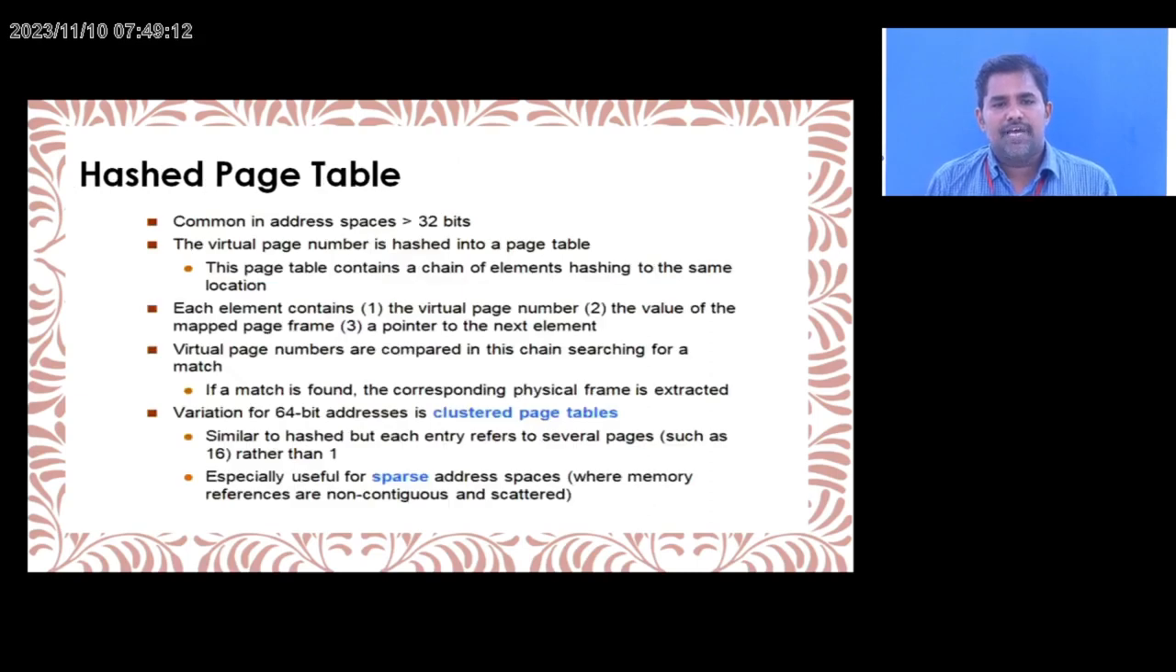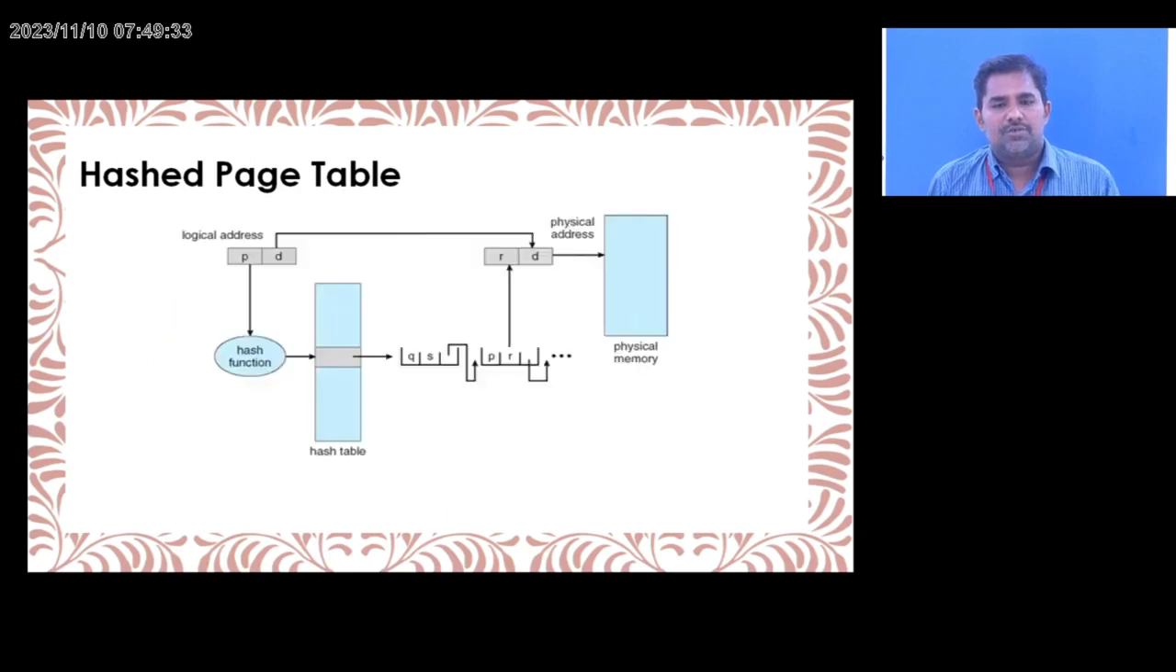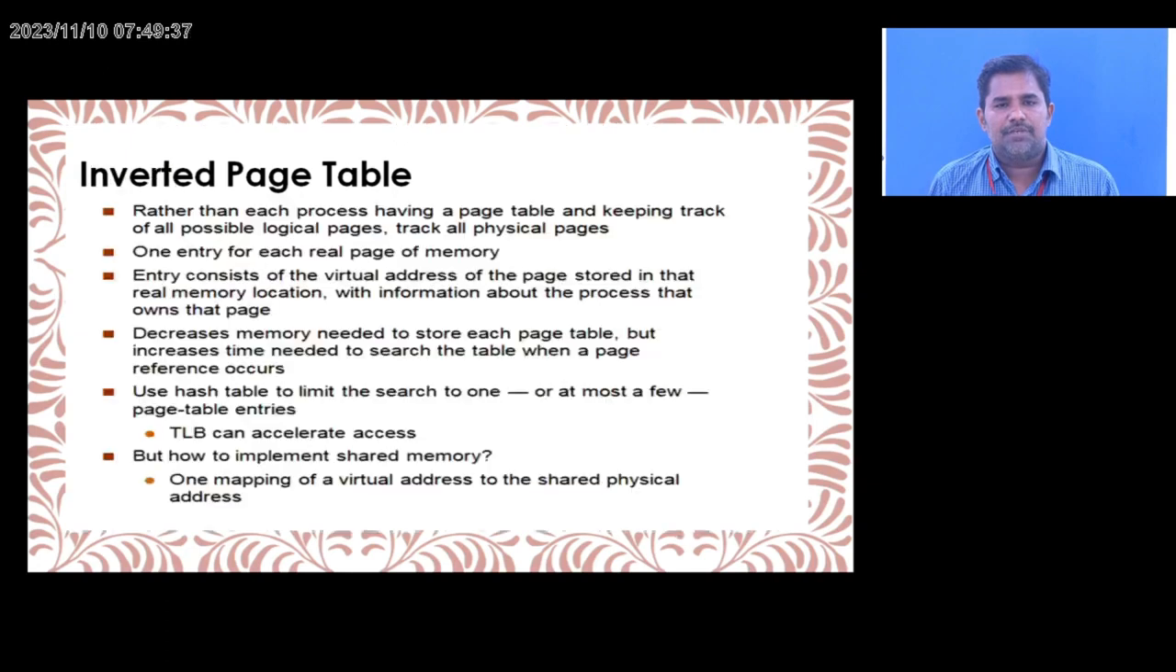In a hashed page table, the virtual page number is hashed into a page table. This page table contains a chain of elements hashed to the same location. If a match is found, the corresponding frame is extracted. It is especially useful for sparse address spaces, where memory references are non-contiguous and scattered. The figure shows an example of a hashed page table.